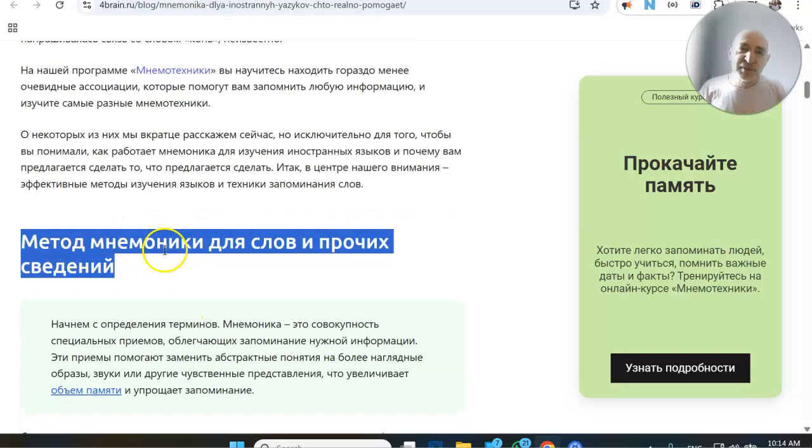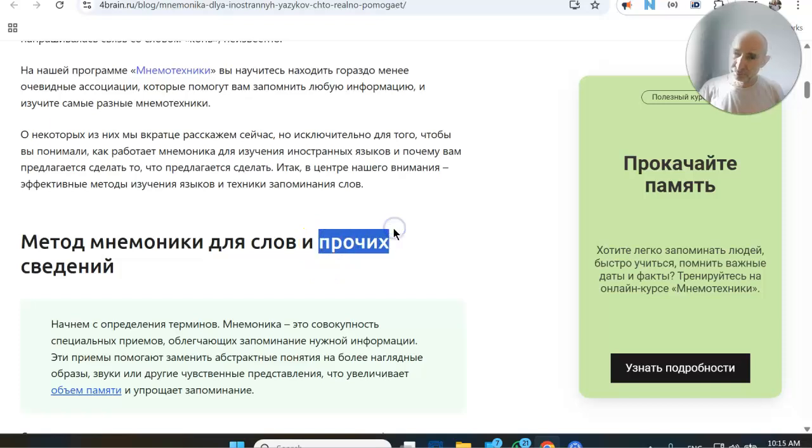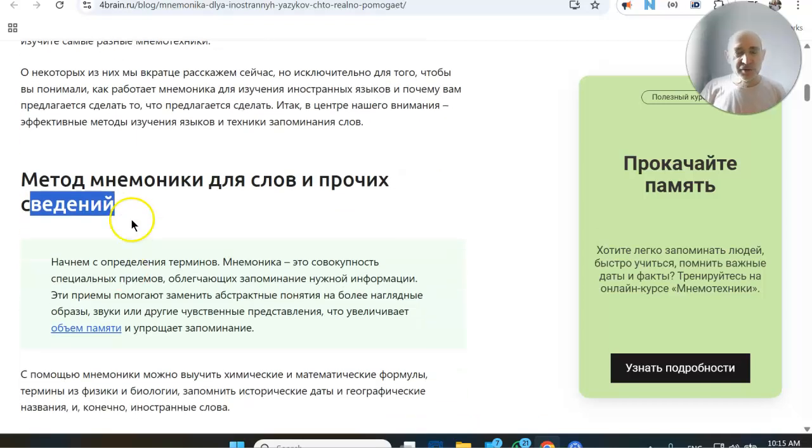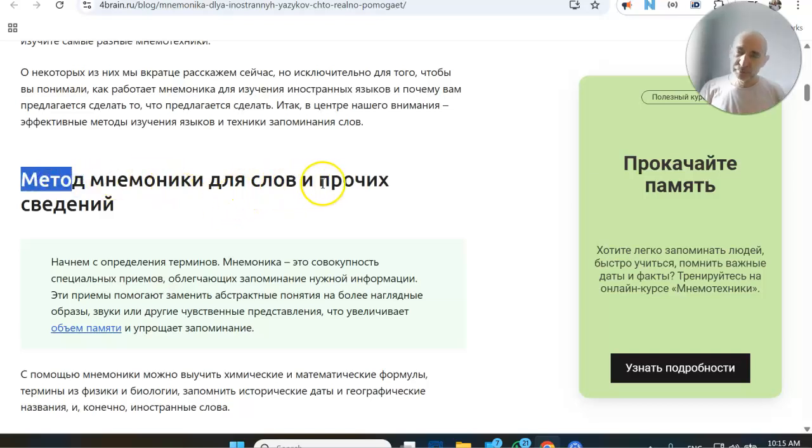So, метод мнемоники для слов и прочих сведений. So, прочих means the rest of. And сведений comes from сведения, which is information. Therefore, this title reads, the method of mnemonics for words and the rest of information.